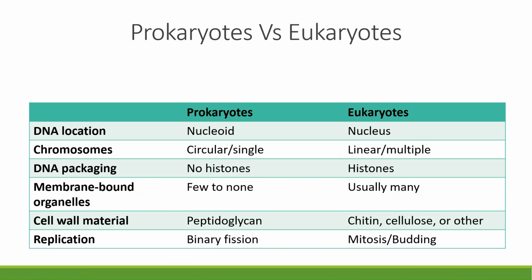Finally, prokaryotic replication occurs through binary fission, whereas in eukaryotes it occurs through mitosis, or a process called budding. We will cover budding in more detail in Chapter 5, and mitosis was already thoroughly covered in Bio 181.